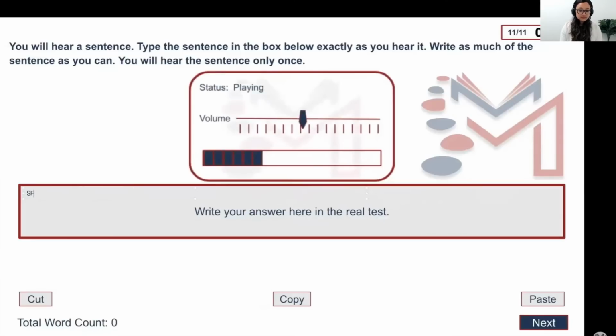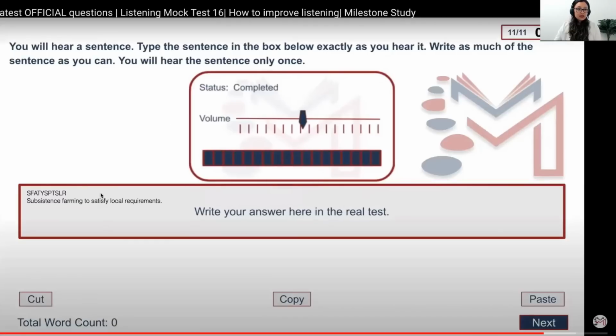Subsistence farming aims to yield sufficient produce to satisfy local requirements. So if this is an if case, if a student writes something like this, subsistence farming to satisfy local requirements, don't expect full marks. Okay? You're not getting full marks. Whether you write local requirements, sub, insistence, whatever, however you do, this is not going to give you full marks. I did not do it this way. I wrote the full sentence first and then added the words, okay?